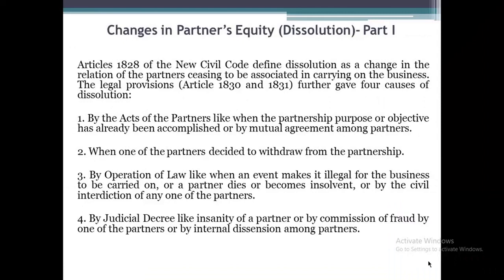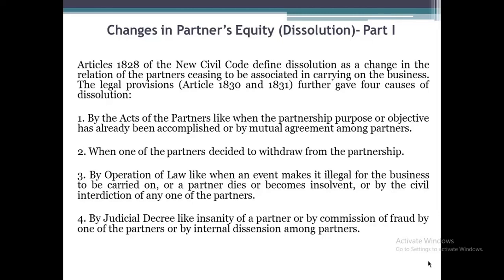Changes in partners equity or after dissolution. So, part 1. So, mahaba-haba itong topic na to. Kaya mayroon siyang part 1, part 2, and I think hanggang part 3 yata. So, ayan. So, let us start with the legal provision for dissolution.